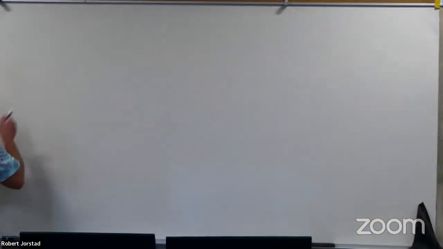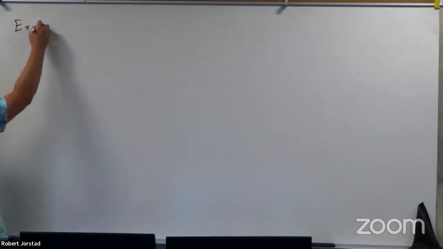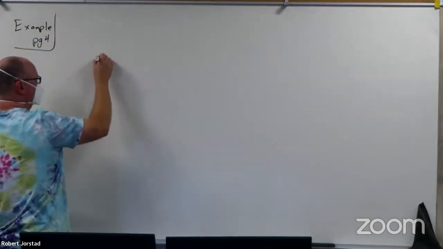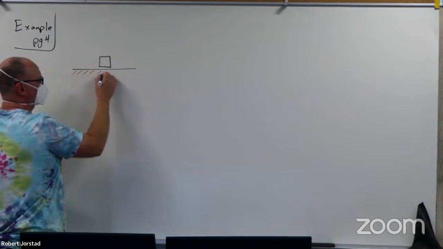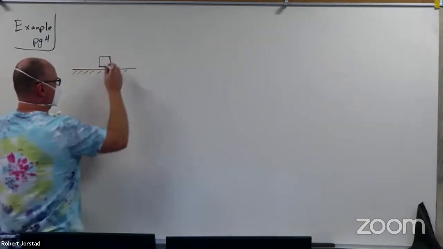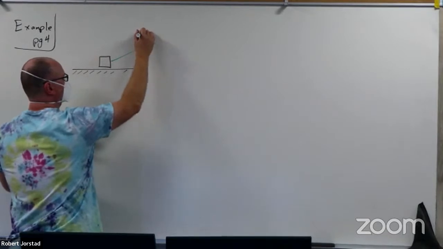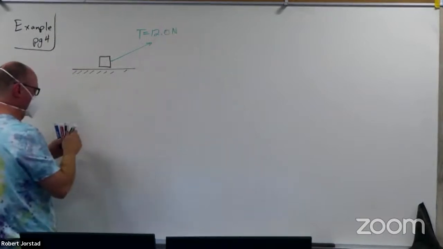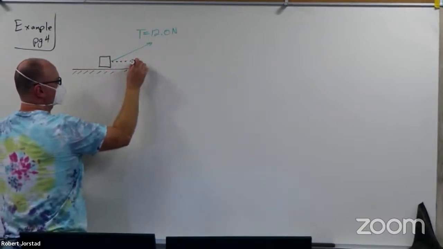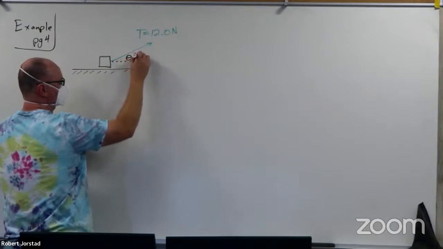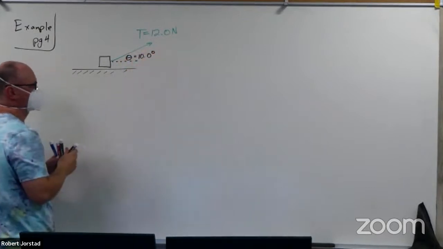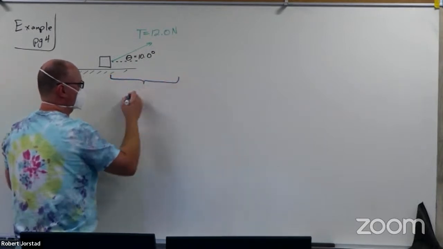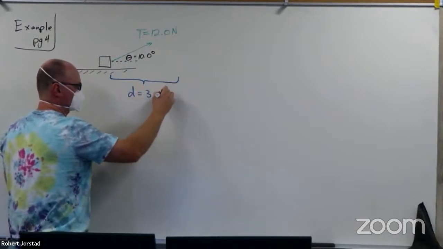So in this one, this is, I think, just called example page 4. Is that right? Yeah. Okay. There's a block. There's a floor. And then there's a force off at some angle. And there's some tension. I think it's 12.0 newtons. There's some angle here. I think I said theta equals 10.0 degrees. And then this block is going to slide for some distance equals 3.00 meters.